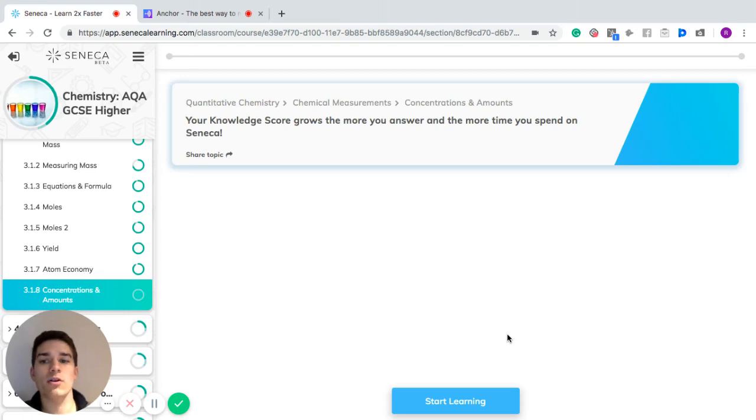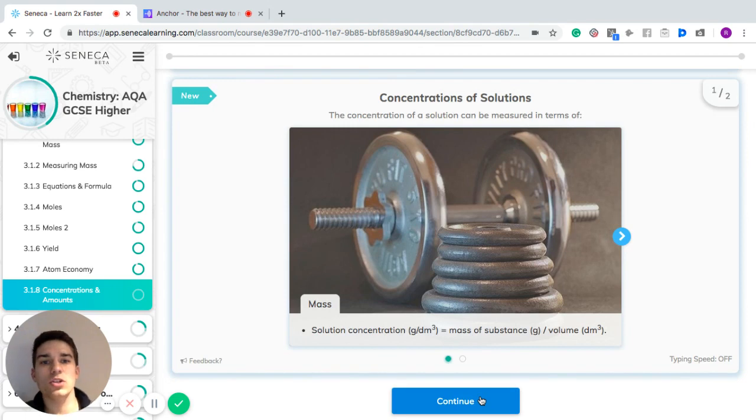So let's talk a bit about concentration and amounts. The concentration of a solution can be measured in terms, first of all, of mass. So a solution concentration can be measured in grams per decimeter cubed, and that's the same as the mass of the substance divided by the volume. So the mass in grams divided by the volume in decimeters cubed.